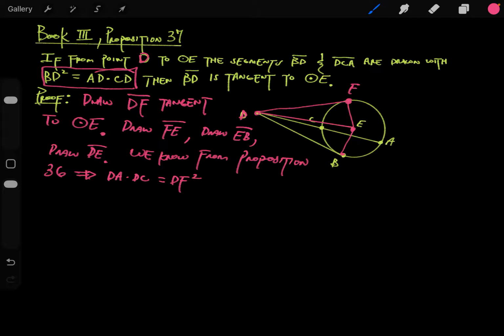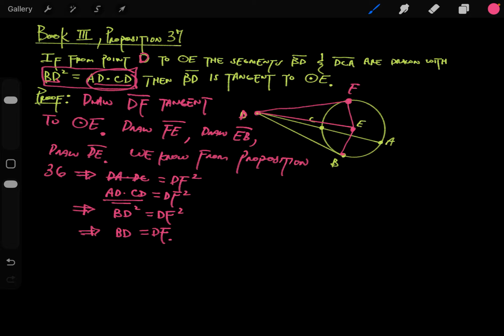But we're given that this, which I should have written AD times CD, because DA is the same thing and DC is the same thing as CD, is equal to DF squared, right? So we're given this fact that this is equal to BD squared. So instead of me writing this, I can write, well, it's given to me, which is that BD squared is equal to DF squared, which immediately implies that BD must equal DF.